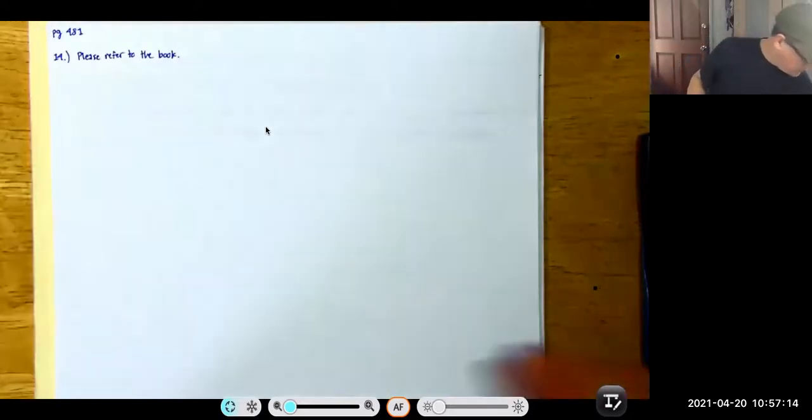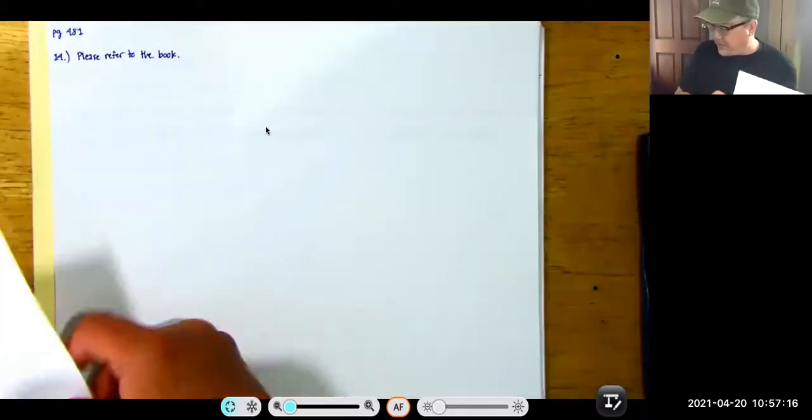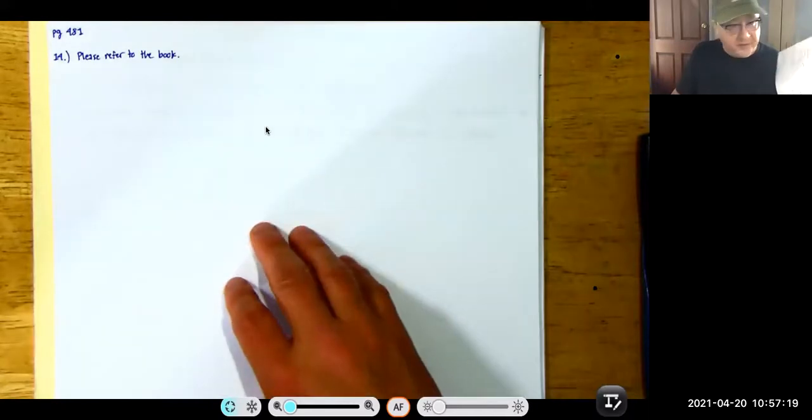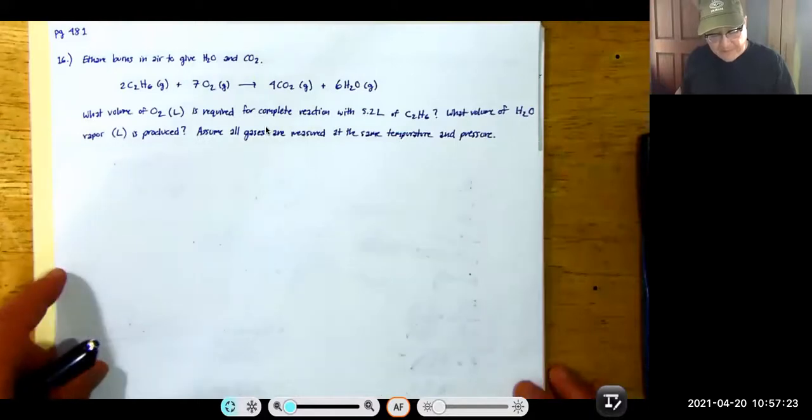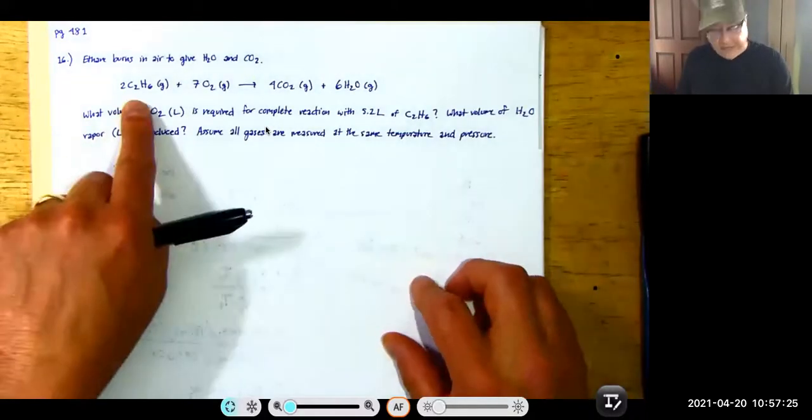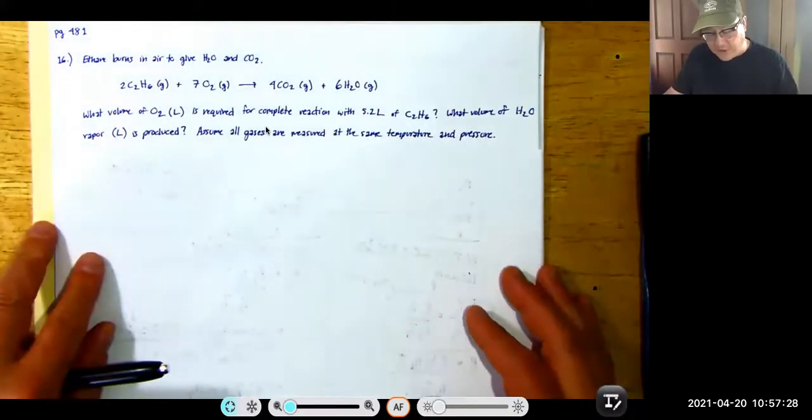Okay, so 14 we're going to skip because it says please refer to the book, so that means it was too long to write down here. Let's take a look at this next problem. Ethane, which is C2H6, burns in air to give H2O and CO2.